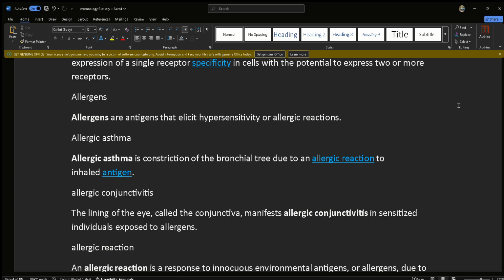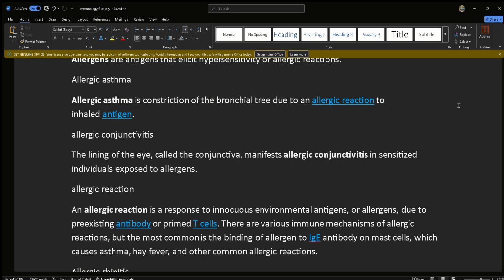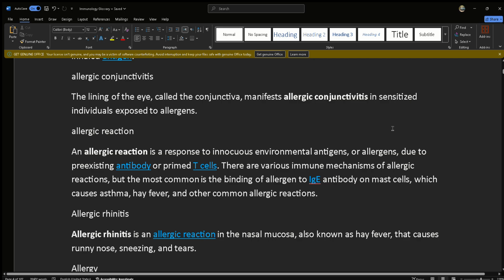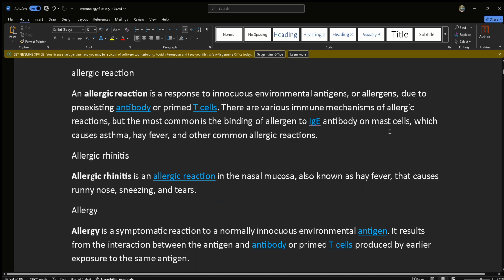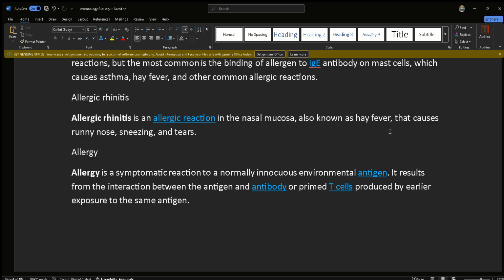Allergic asthma, in which the constriction in the bronchial tree of the lungs will take place, which will result in wheezing sounds and also difficulty in breathing. In allergic conjunctivitis, it will result in redness of the eyes and allergy in the eyes. Allergic reactions, the reaction in which allergy will take place. Allergic rhinitis, that allergic reaction in the nasal mucosa, also known as hay fever. And allergy is the response of our body to the allergen.